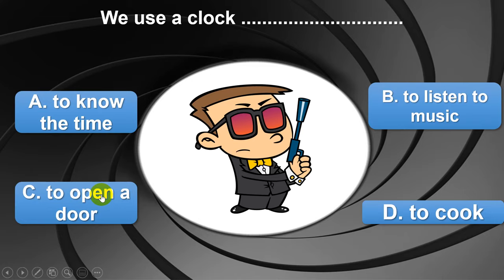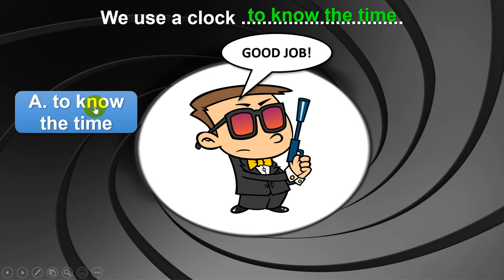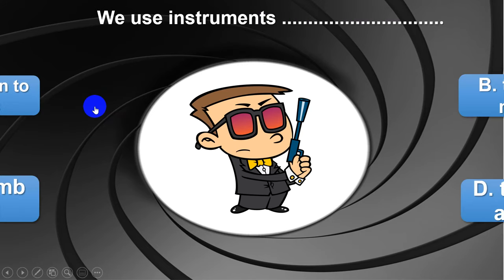Okay. Let's move to the next one. We use a clock. A, to know the time. B, to listen to music. C, to open the door. Or D, to cook. Okay, everyone. You see the word clock here? So it must be related to the time, right? So this is very easy. What is your answer? And my answer is A, to know the time. Now, listen and repeat. We use a clock to know the time. Well done, everybody.